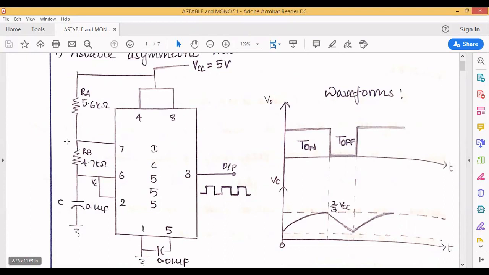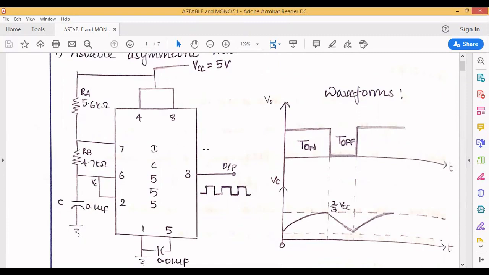So this depends on RA and RB. Through these only, current will be flowing, then the capacitor starts charging. That's why we mainly depend on RA and RB, and the explanation of the working you already studied in detail in the theory. So let's see.